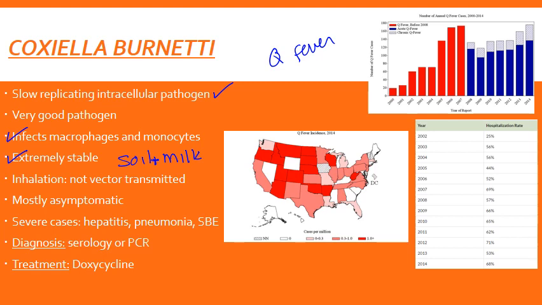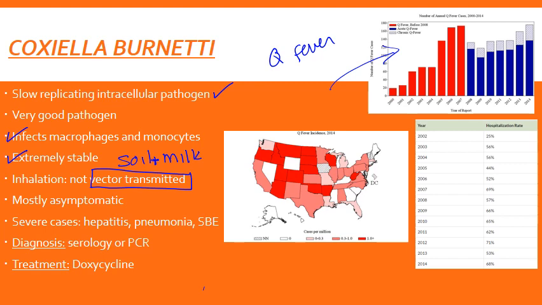But this is not a tick-borne illness. So I mentioned that it's present in a whole bunch of ticks, but you're not going to catch this from a tick bite like you might Lyme disease or Ehrlichia or Anaplasma. It's completely different. Typically, there are less than about 150 cases reported annually in the United States because for the most part, it's asymptomatic.